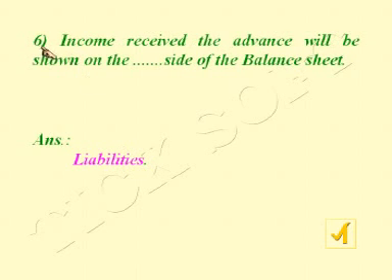Then sixth one, income received in advance will be shown on the dash side of the balance sheet. Answer is liability side, because according to the accounting period concept, revenue matching concept, income received in advance is a liability, because we can record only the current year's expenses and current year's income in the profit and loss account. So income received in advance for next year, this is a liability up to next year. So balance sheet liability side.